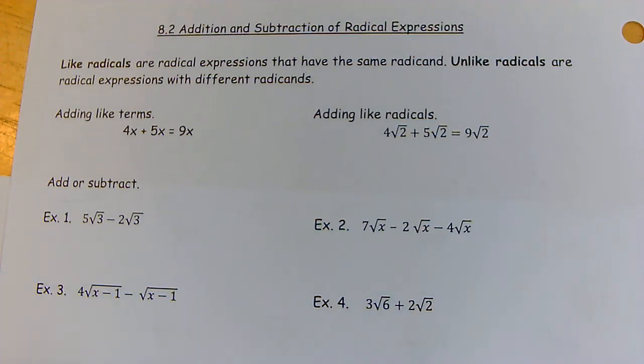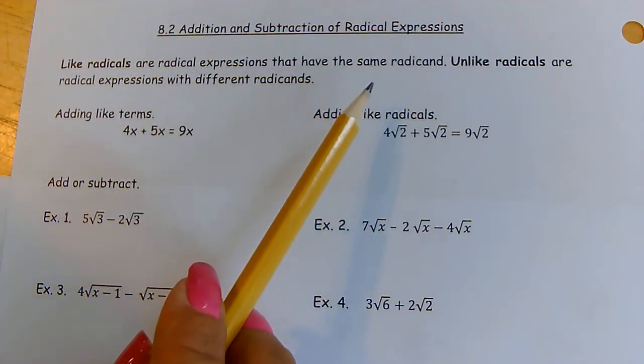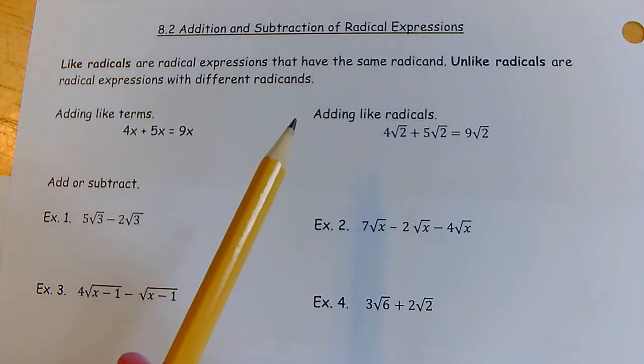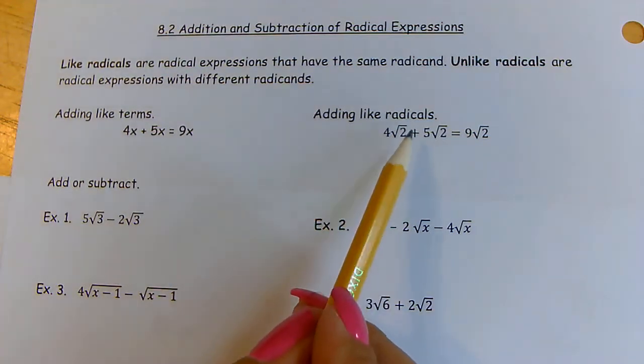Addition and subtraction of radical expressions. Like radicals are radical expressions that have the same radicand. Unlike radicals have different radicands. So if they have the same radicand, you can combine them.